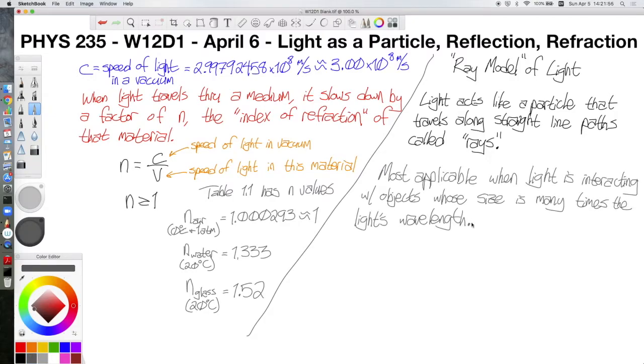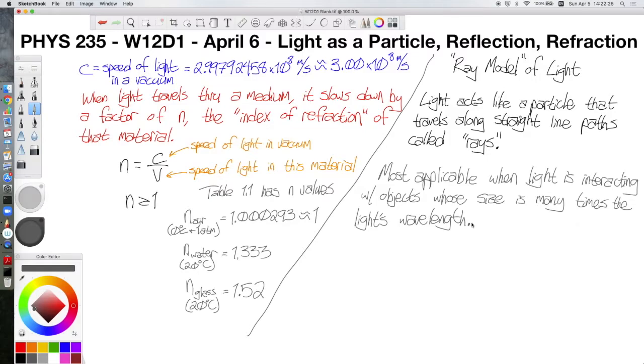Given that visible light has wavelengths in the hundreds of nanometers, so even that is still less than 1 micrometer, less than 1,000th of a millimeter, most everyday objects like glasses or fish tanks or camera lenses are already many, many, many times the size of visible light's wavelength. So we're going to end up using the ray model for a lot of macroscopic phenomena related to light.